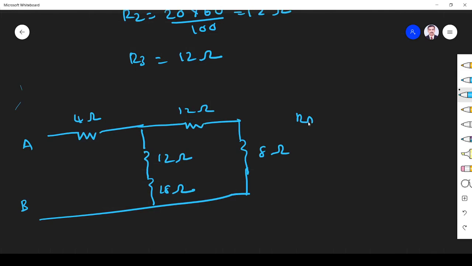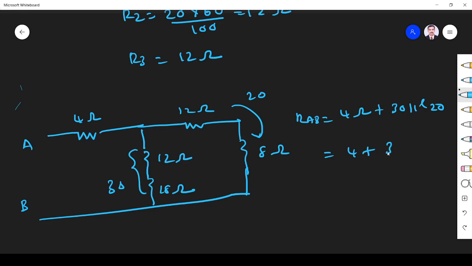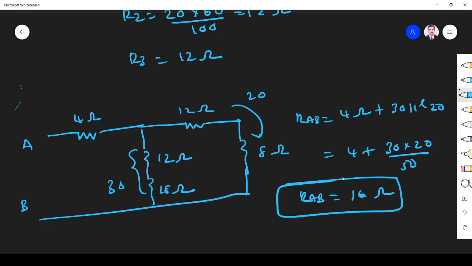So RAB is equal to 4 ohm plus... these two fellows are parallel. This 12 plus 18, 30. 12 plus 8, 20. So 30 parallel 20. These two are in series. So 4 ohm plus 30 parallel 20. That will give 4 plus 30 into 20 divided by 50. 600 by 50, 12. So it is 16 ohm. So RAB is 16 ohm.